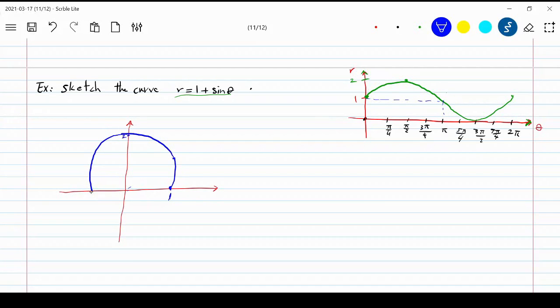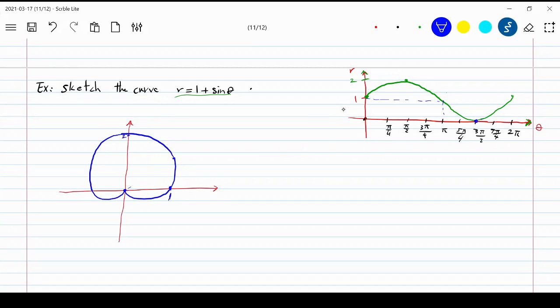Then what happens after that? If you continue, the radius will shrink. And at this point, the radius would hit 0. At 3 pi half, the radius is 0, which means you have to reach the origin. So the curve will kind of look like this. And then after that, the radius will increase back to 1. If you draw it, you should expect a symmetry a bit better than how I draw it. Maybe look into the book to have a better understanding of how the graph looks.